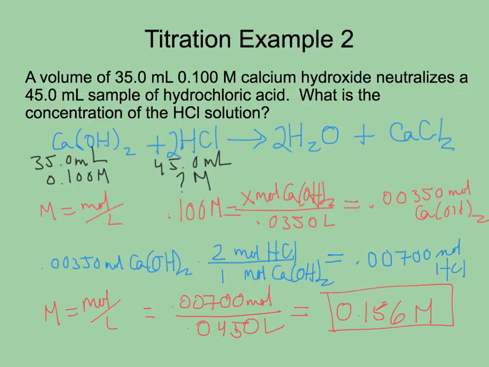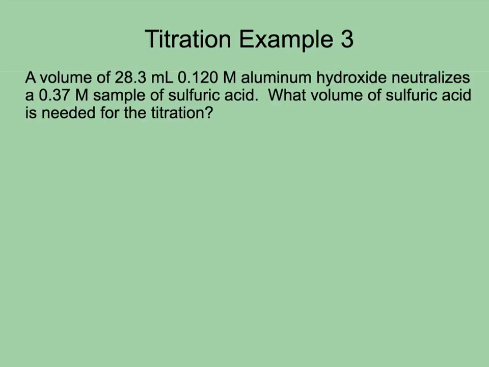All right. Let's try the last example. It says I have a volume of 28.3 milliliters of 0.12 molar aluminum hydroxide that neutralizes a 0.37 molar sample of sulfuric acid. What volume of sulfuric acid is needed for the titration?